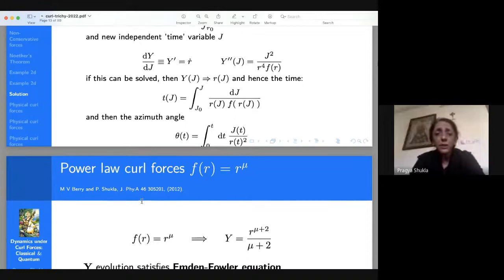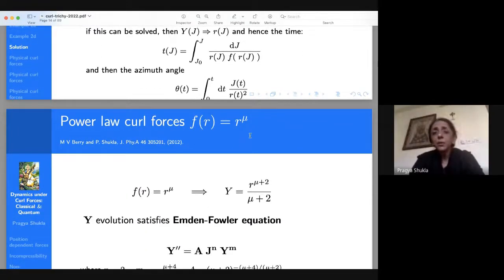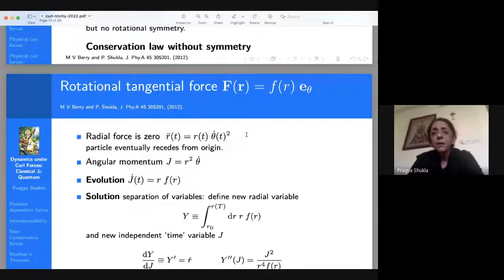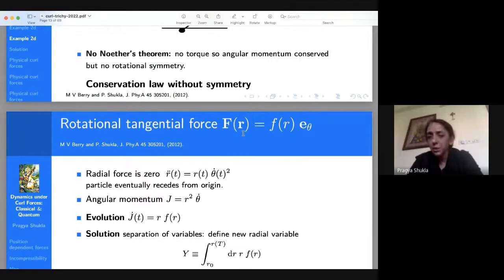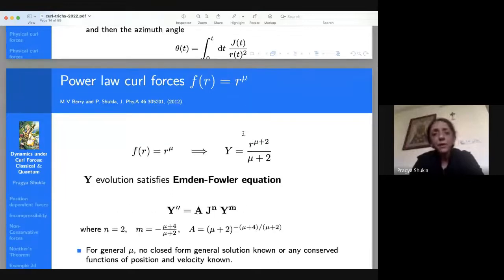So now you consider a specific case, f of r is equal to r^mu. Those interested can quickly check that for that, del cross f is not zero. Okay, so we are now considering a specific case, f of r is equal to r^mu, because it is always good to start with simple cases. And mu can be an arbitrary power.